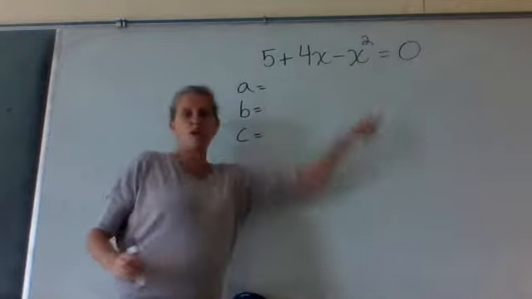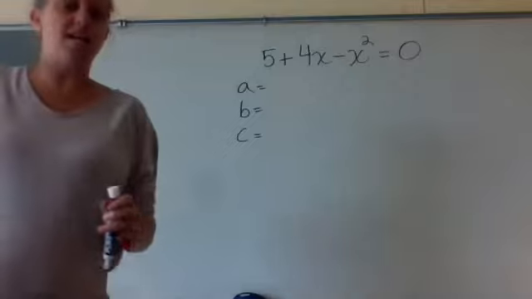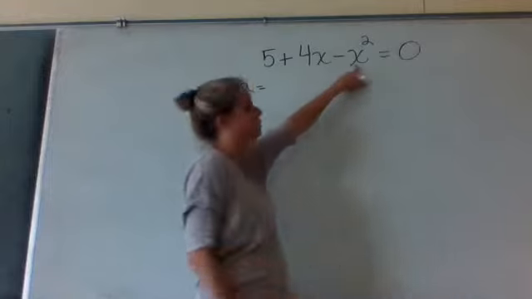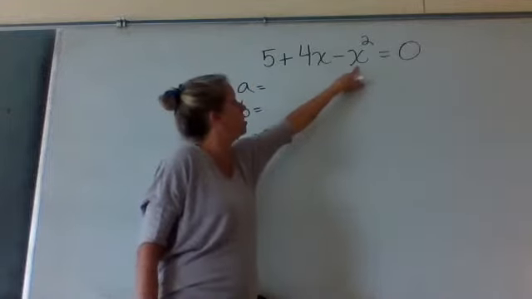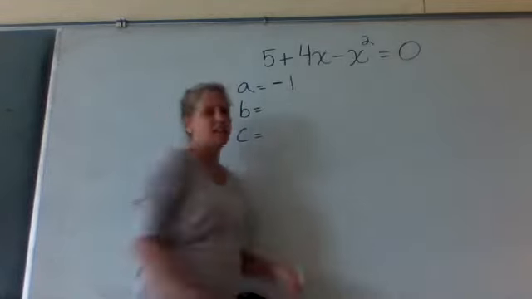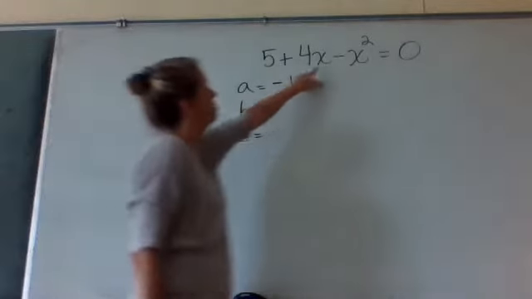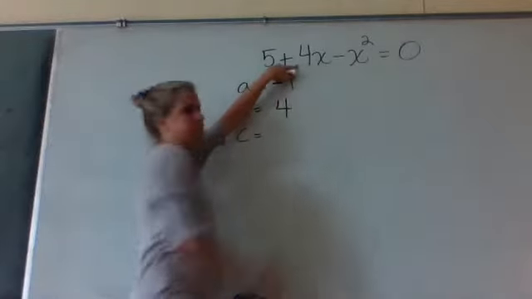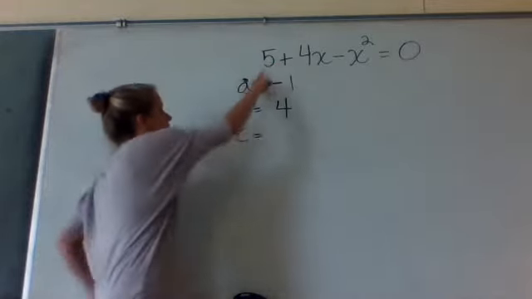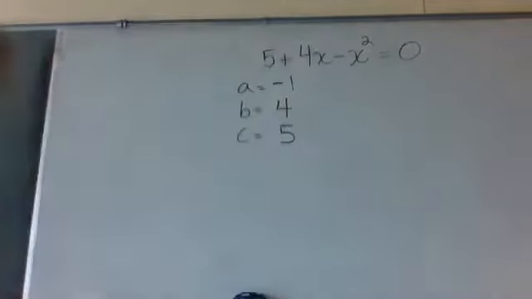This is written out of order. So remember, it doesn't matter where x squared is. A is the number in front of it. So this time, what is in front of this x squared? -1. So your A is -1. Your B is the number in front of the x, which will be +4. And your C is your constant, which is the number that doesn't have a letter with it, which is 5.